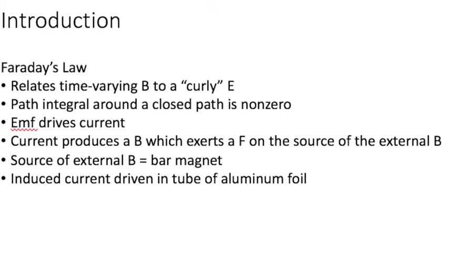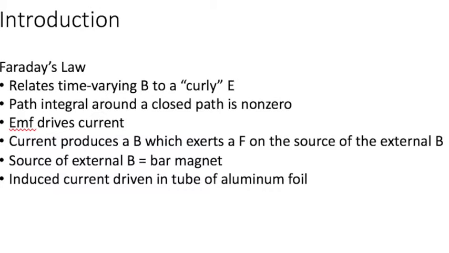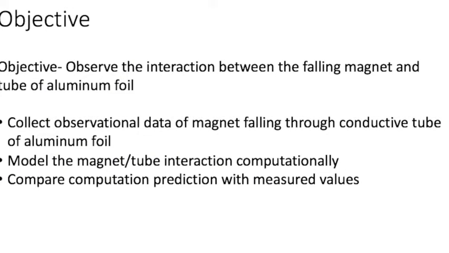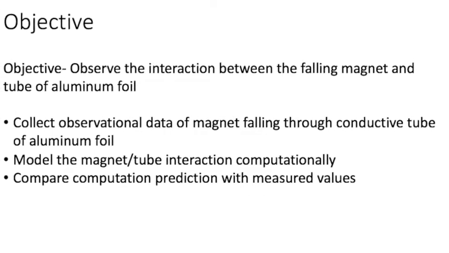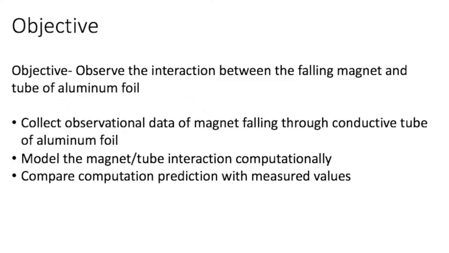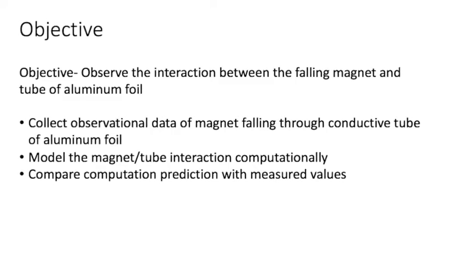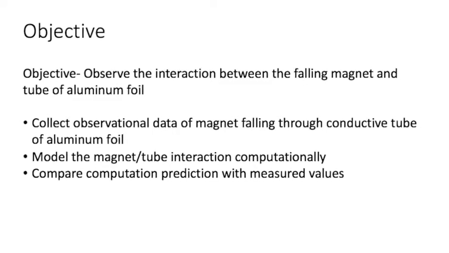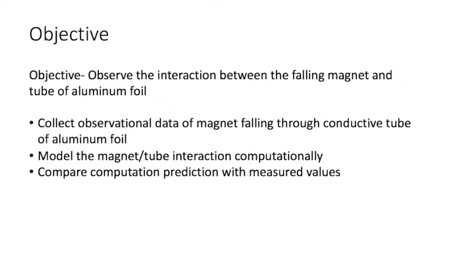It was imperative that the aluminum foil was at least a half to 1 inch thick in order to drive the induced current. The objective of the lab was to observe the interaction between the falling magnet and the tube of aluminum foil. This was done by collecting observational data from the magnet falling through a conductive tube of aluminum foil, modeling the magnet and the tube interaction computationally, and comparing the computational prediction with measured values.